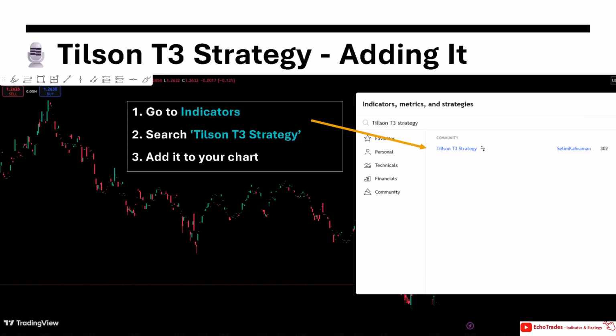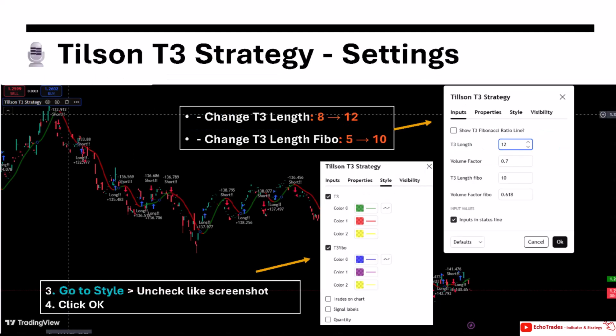Interesting. So if someone listening wanted to explore this themselves, how do they get started? How do you even add these tools on TradingView? Oh, it's actually quite straightforward. For the Tilson T3, you just click Indicators on your TradingView chart. Then in the search bar, type Tilson T3 Strategy, click it, and boom, it's on your chart. Simple enough.